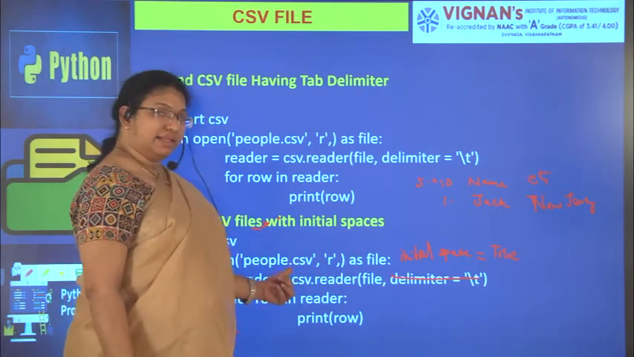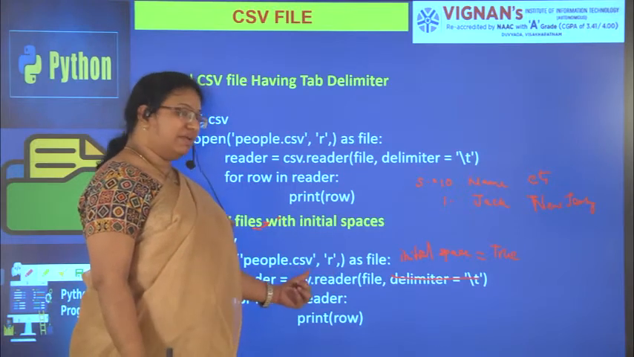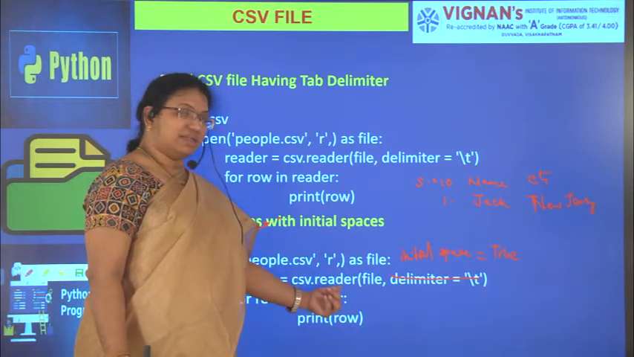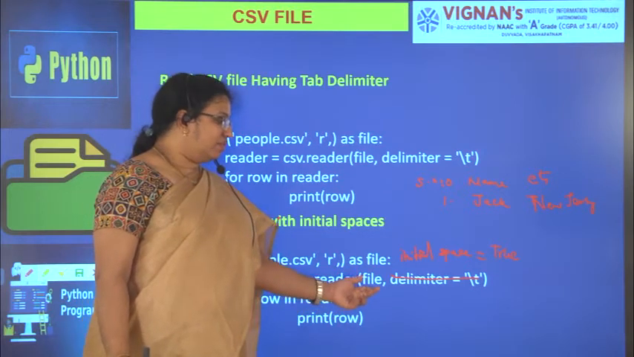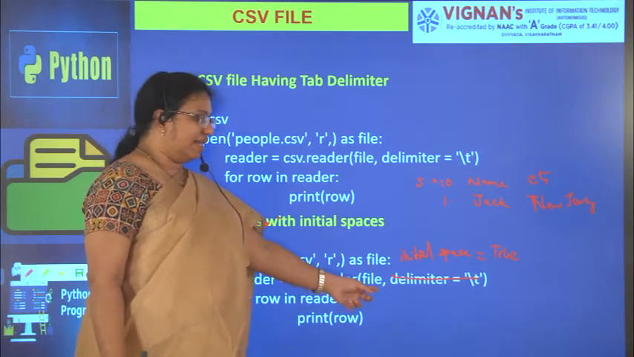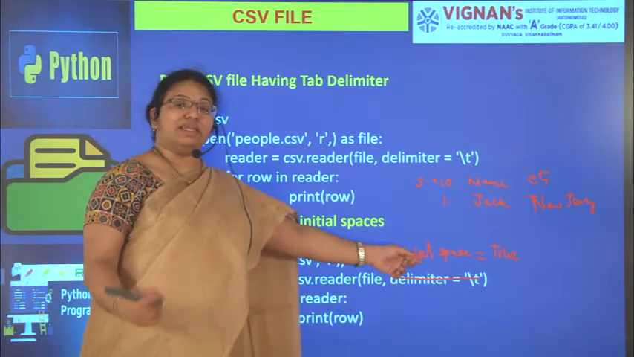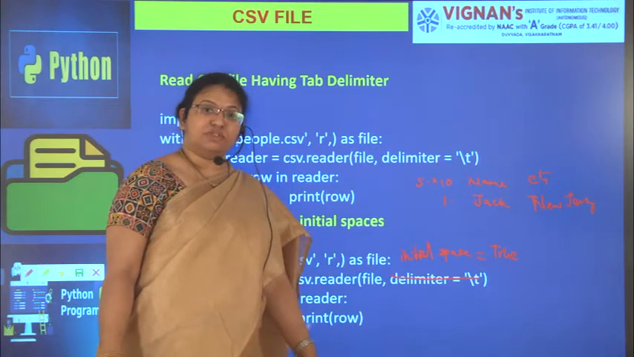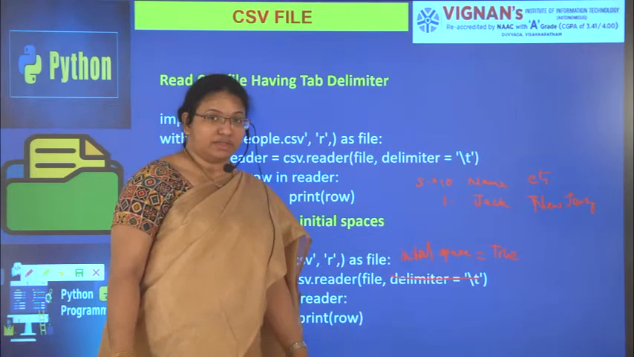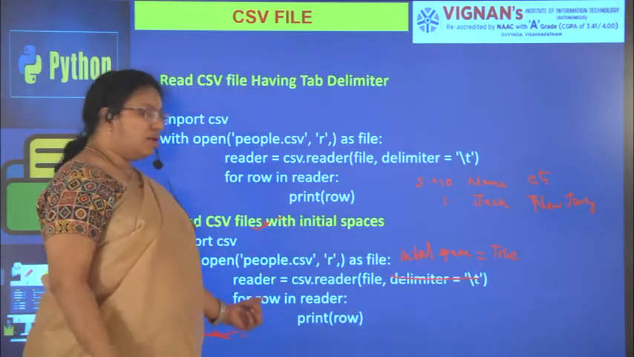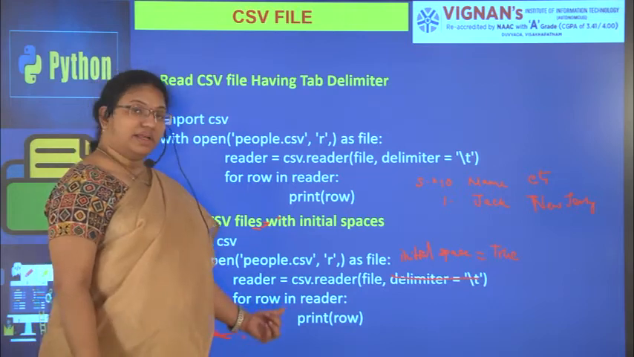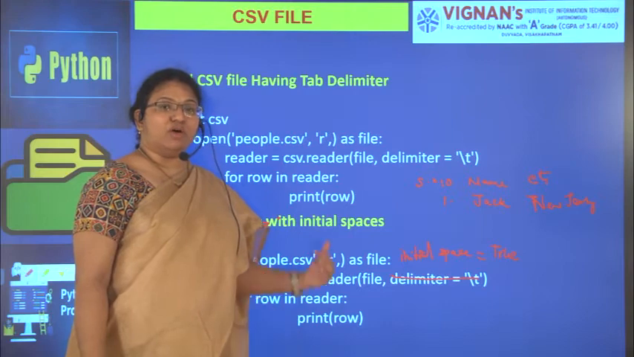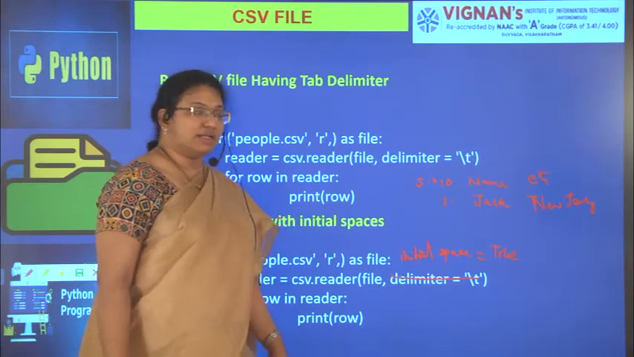First we'll be opening the CSV file in read mode, then we are creating the object. What parameters do we have to pass to csv.reader? The name of the file, file comma skipinitialspace. With initial spaces I want to read, so that initial space value has to become True here. So skipinitialspace is equal to True, I'll be writing. Now whatever values were present in your file are going to be read. In this way we'll be reading CSV files with initial spaces.